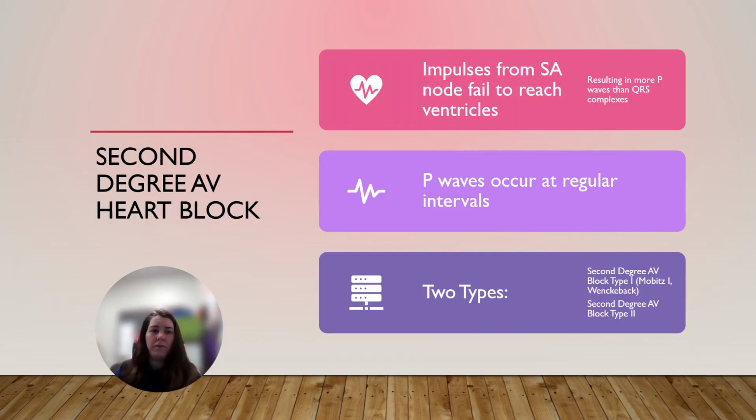So next we have second degree AV heart block. And this is when impulses from the SA node fail to reach the ventricles, which can result in more P waves than QRS complexes. Your P waves will occur at regular intervals, and there are two types of second degree AV heart block. There's the second degree type 1, which is also a Mobitz 1 or a Wenckebach, and there is the second degree type 2, also known as a Mobitz 2.